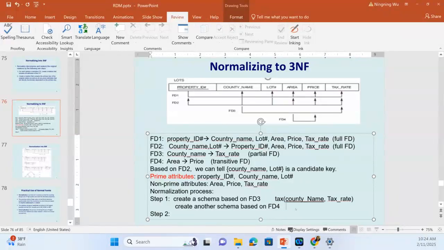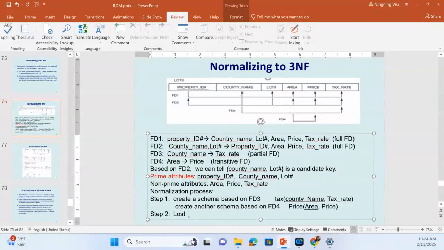For the second one, the same thing. This one will be the price table, for example. In the price table, we have area determines price based on FD4. So then area is underlined.